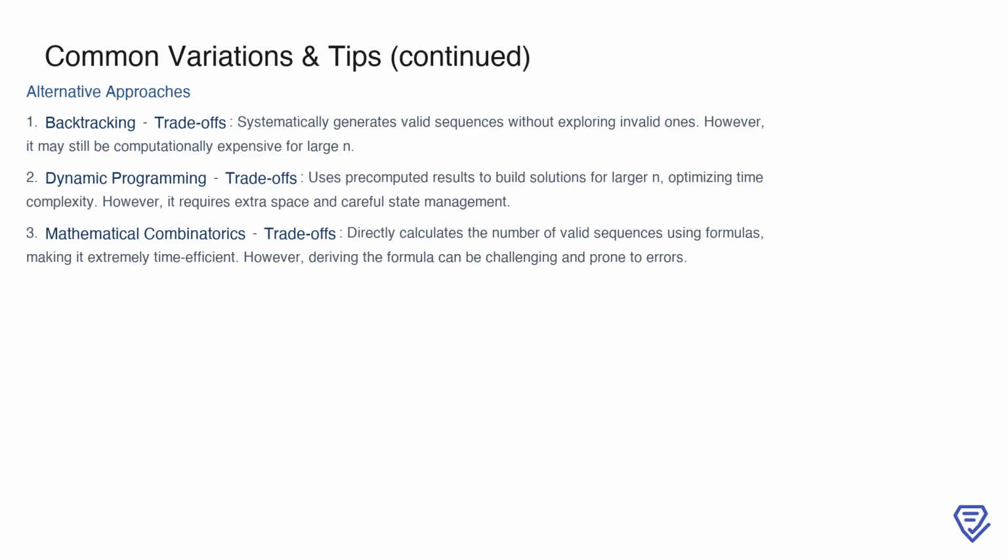Finally, mathematical combinatorics offers the most time-efficient solution by directly calculating the number of valid sequences using formulas. While this approach eliminates the need for iteration or recursion, deriving the correct formula can be challenging and prone to mistakes. Each of these methods has its strengths and weaknesses, so understanding their trade-offs is essential for selecting the best approach depending on the problem context.